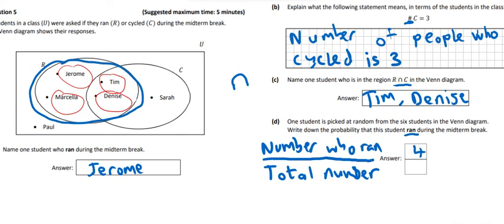So there's 4 who ran. And then the total number, we just need to add up all of them. So it's 1, 2, 3, 4, 5, 6 altogether. So 4 out of 6. So the probability that this student ran during the midterm is 4 over 6 or 4 out of 6. You could simplify that down into 2 over 3, but it doesn't ask you to give it in its lowest form here, so you don't need to. So 4 out of 6 will suffice.